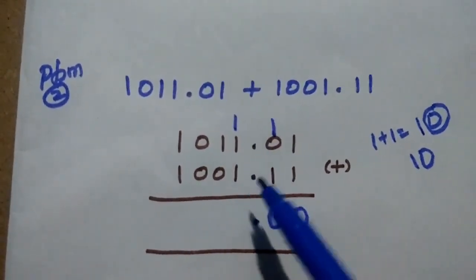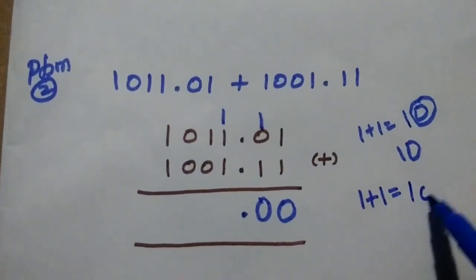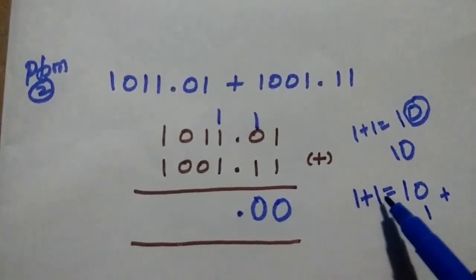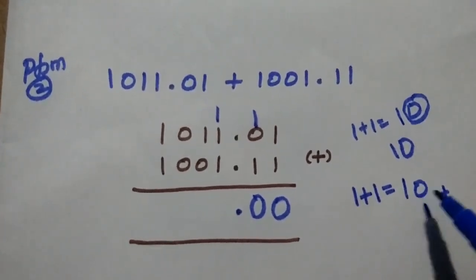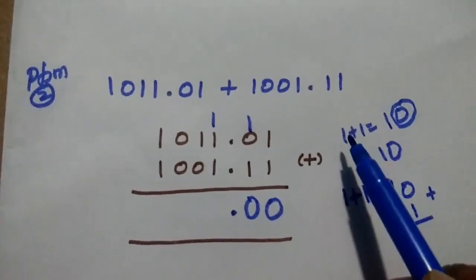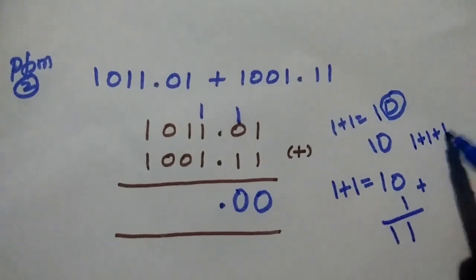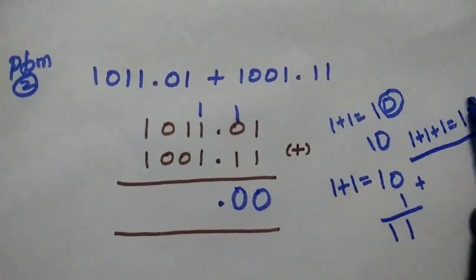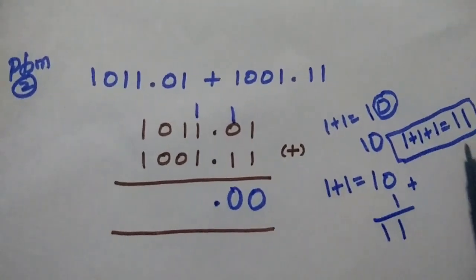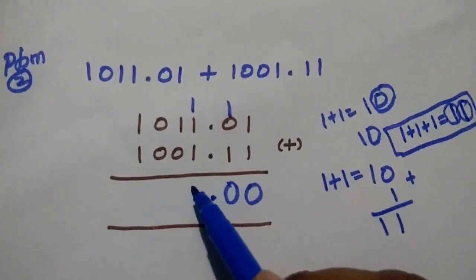1 plus 1 plus 1. So here we are going to add 1 plus 1, that is equal to 10. Correct. So now we are going to add one more 1 with this. 10 plus 1 is equal to what? 11. So you have to remember 1 plus 1 is equal to 10, and 1 plus 1 plus 1 is equal to 11. This is also a very important part. So 1 plus 1 plus 1 is equal to 11, where one digit is the sum and the other is the carry. So we can write 1.